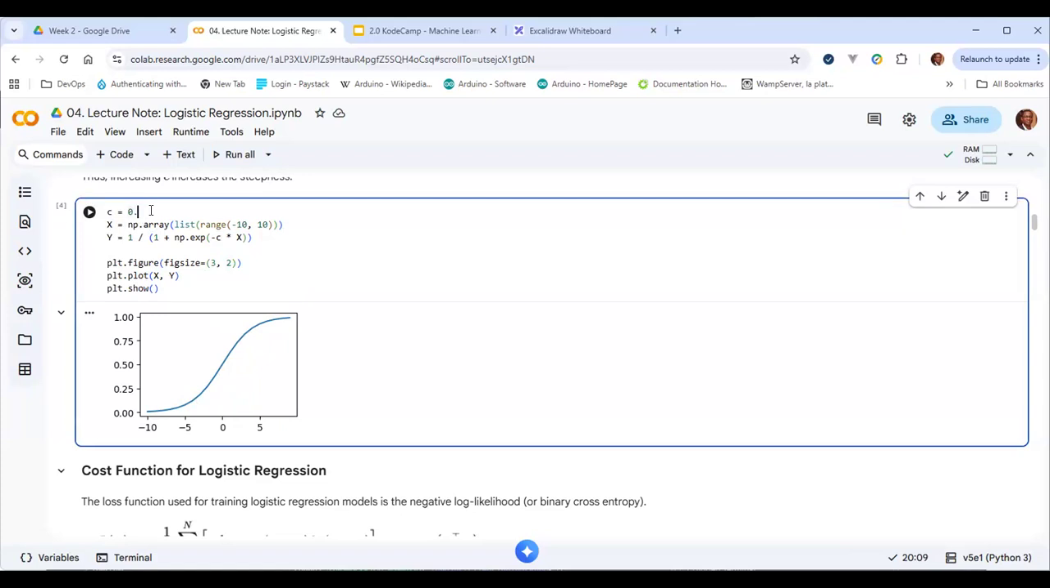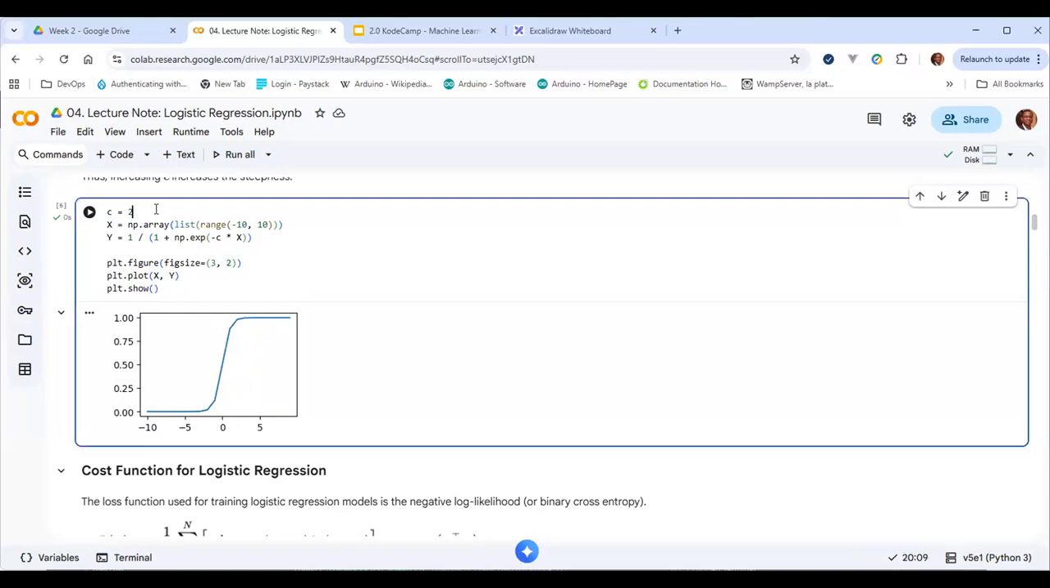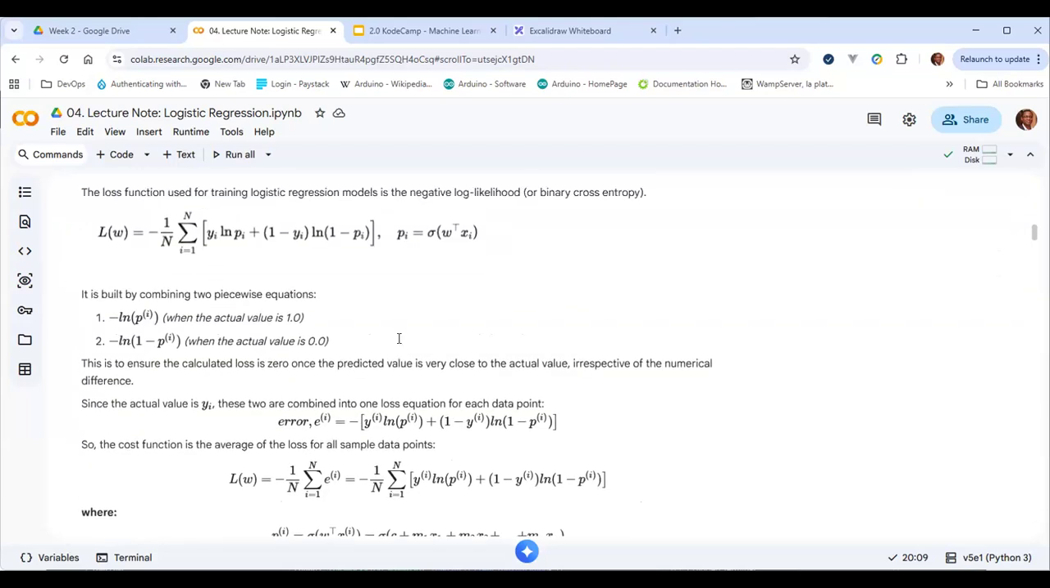But c is 1 is the normal standard one, right? And this is a standard sigmoid. If you increase c to 2, you see that it gets sharper. If you increase c to 20, which is a very high value, it becomes very steep, right? So that is just how you can control that. But in most cases, you don't need to do that.